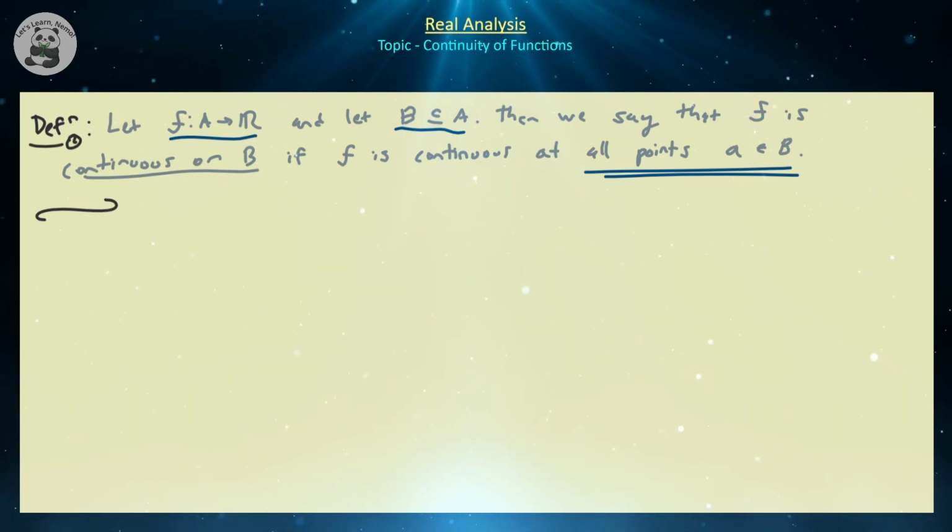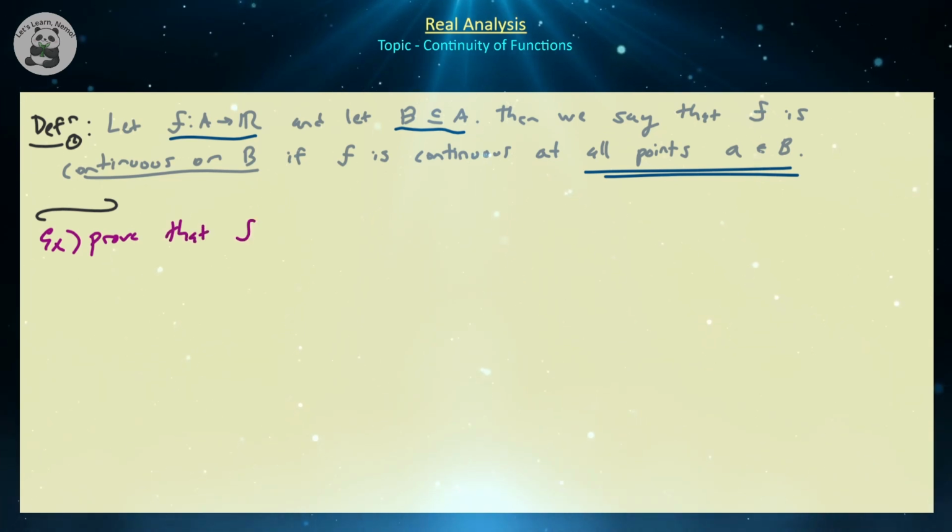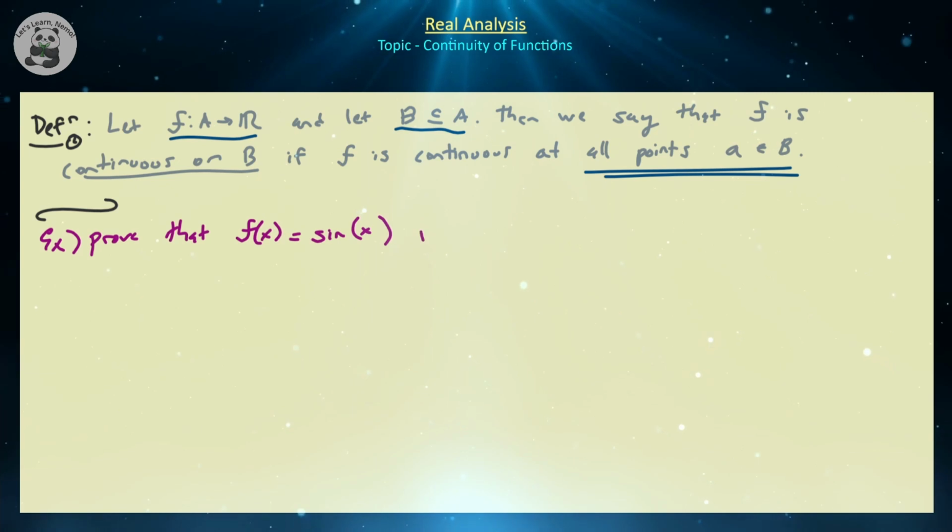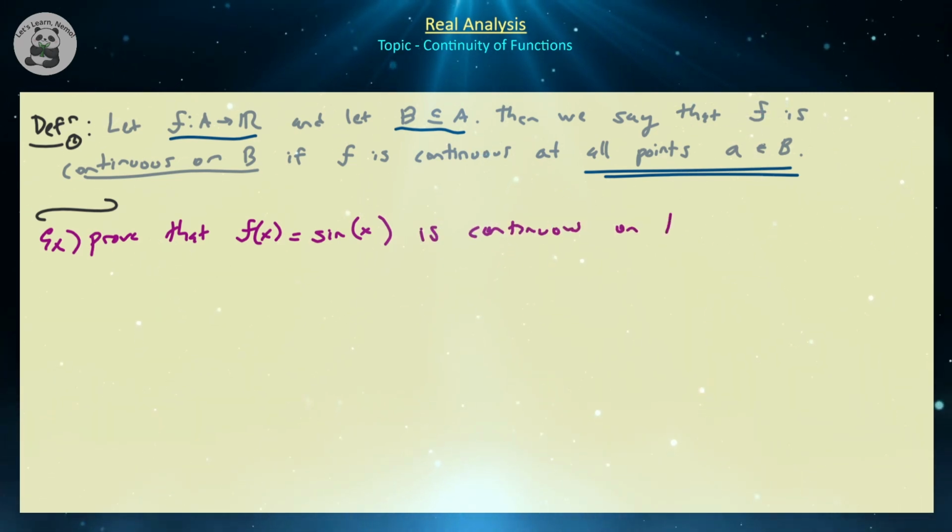Okay, so let's see if we can actually prove that a function is continuous, not just at one point, but at infinitely many points at the same exact time. So let's actually look at a very important example. Let's prove that f of x is equal to the sine of x is continuous on the entire set of real numbers, right? So that's quite a large set.